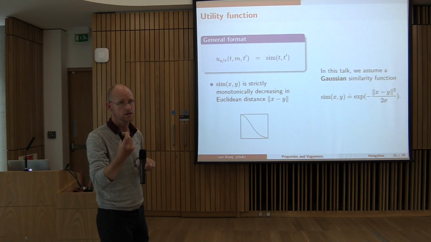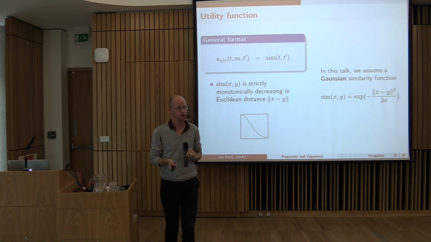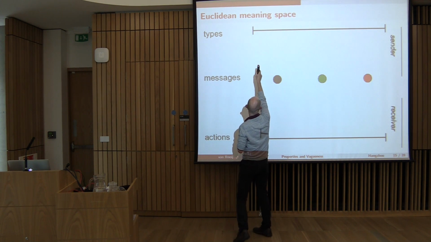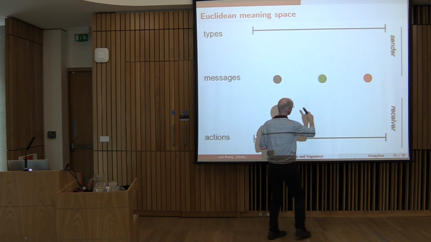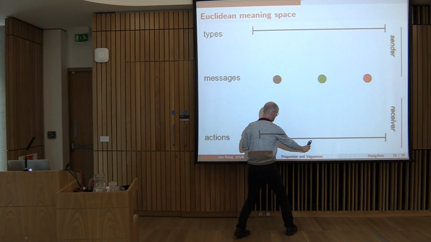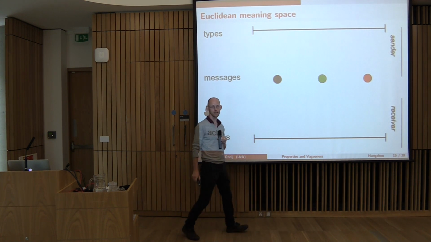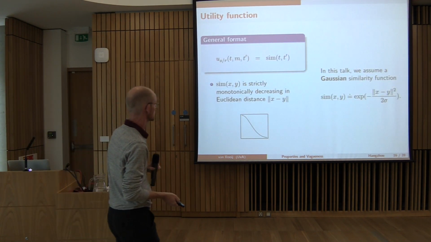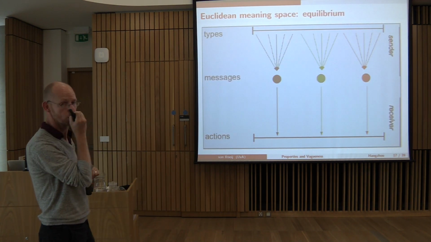Okay, it should be as close as possible to where the situation was. How is that implemented? By saying that utility depends on similarity. If the sender is there and sends whatever message, then it's better if the receiver does this action than this action, because this is more similar to here than this is to here. Clear? Okay. So utility is just in terms of similarity. It doesn't matter that this is a Gaussian or not. Okay. What are the equilibria?